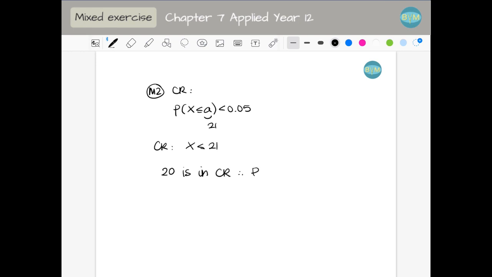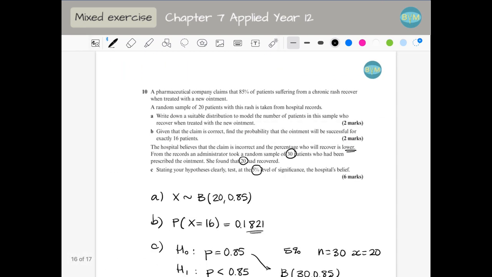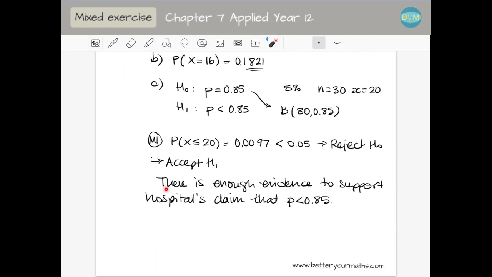Therefore, I have to reject H0, accept H1, which is the alternative, and write the same sentence that I wrote before. So the conclusion should be the same in either method: there is enough evidence to support the hospital's claim. And that's all for this question.